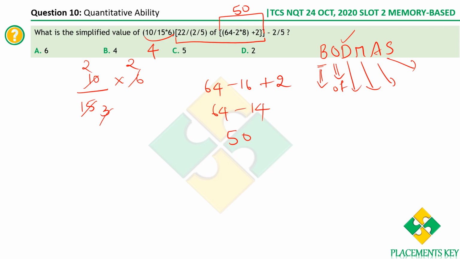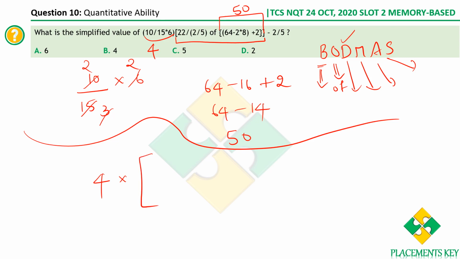This entire one, yeah, so let's simplify that. I hope it's clear till here. I'm writing that instead of this entire bracket value as 4 into 22 by 2 by 5 of 50, and we have a minus 2 by 5. Now think about it. What comes now?